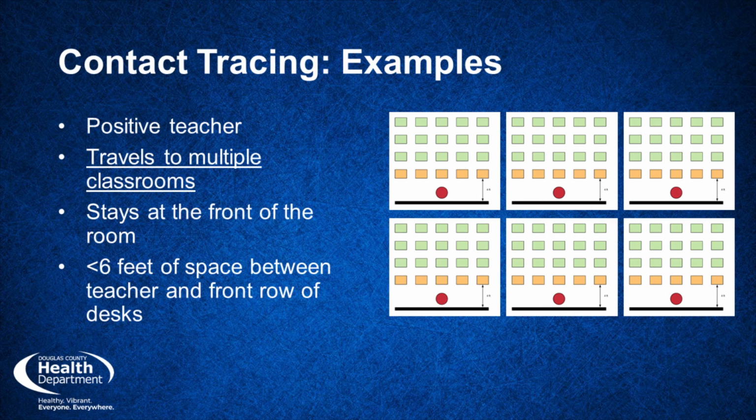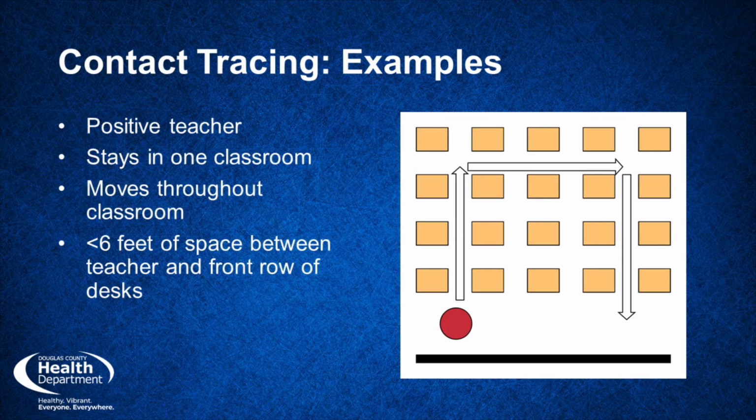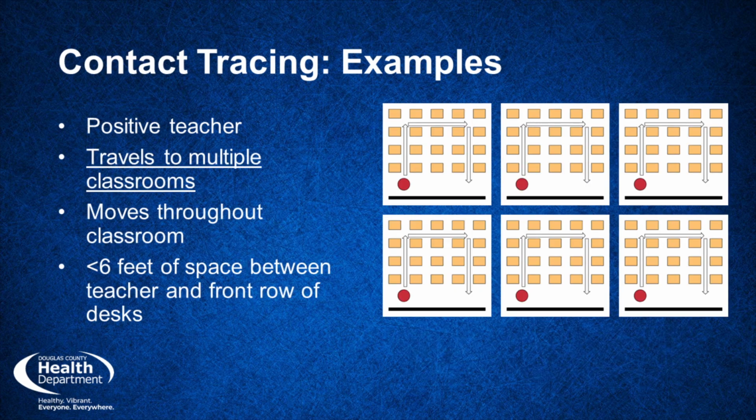Here you can see for that same situation, if you have a teacher that stays at the front of the room but travels to multiple classrooms, say a specials teacher, you can see how many more students would be exposed when you take into account the other classrooms. Here's a situation where you have a positive teacher in one classroom, but that teacher moves throughout the classroom. Say, this is a kindergarten teacher who has to help students with holding a pencil and with phonics and requires some of that close contact and moving throughout the classroom. You can see in this situation, if the teacher is positive, you might have a whole classroom exposed. And again, that same situation expanded out to multiple classrooms.